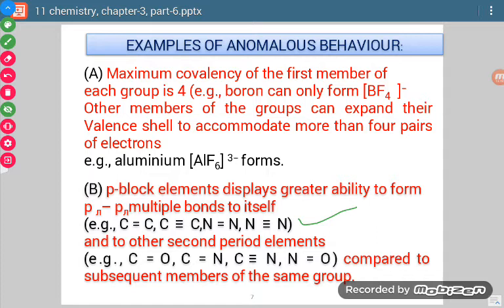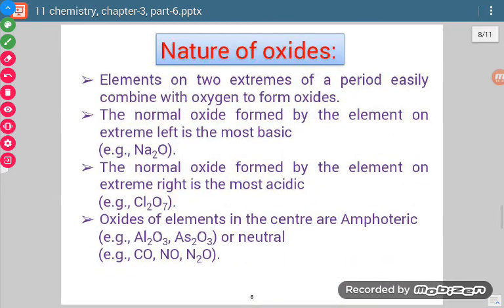This is maximum in the case of the first element. Similarly, with other elements also they do it: carbon and oxygen, carbon and nitrogen, nitrogen and oxygen. So this is the property which is shown maximum by the first member of p block elements. So they show difference in properties from the other group members, which is called anomalous behavior.